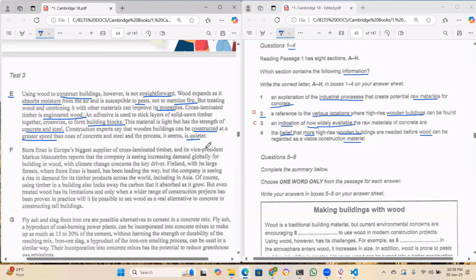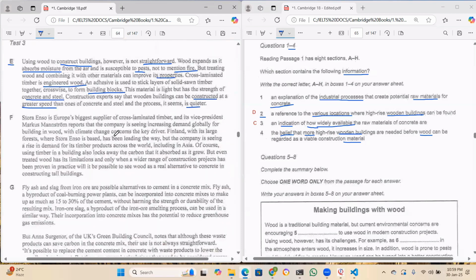So in this paragraph, he spoke about using wood to construct buildings. Wood absorbs moisture, it is prone to pests, and he spoke about cross-laminated timber. Now let's read again the first one. An explanation of industrial processes that potential raw materials for concrete. No, I did not read about any industrial process, to be frank, right? He spoke about nothing. Then the belief that more high-rise wooden buildings are needed before wood can be regarded as a viable construction material. No, we did not talk here about any belief systems or any high-rise wooden buildings, right? Yeah, okay. So E is also not matching with anything.